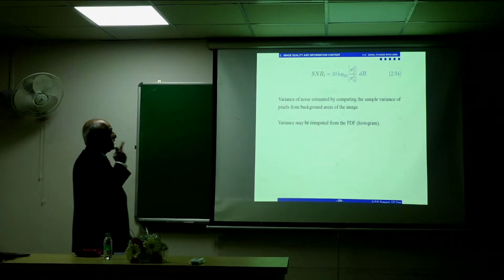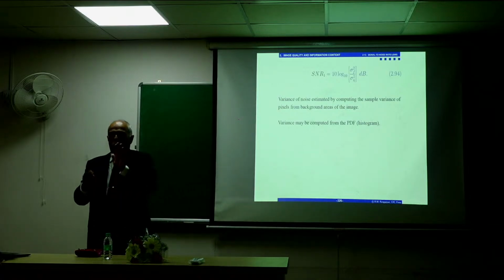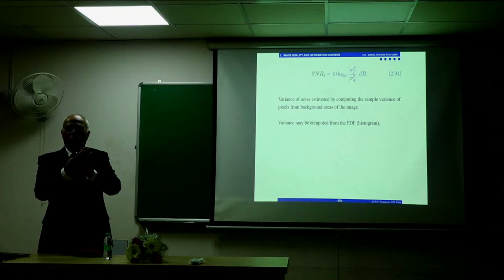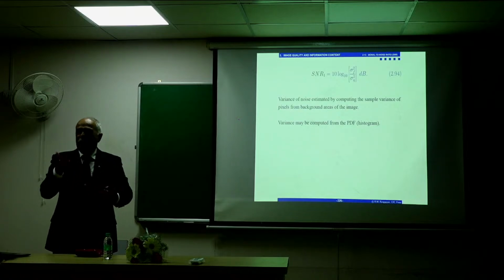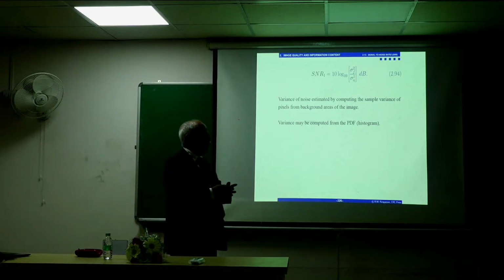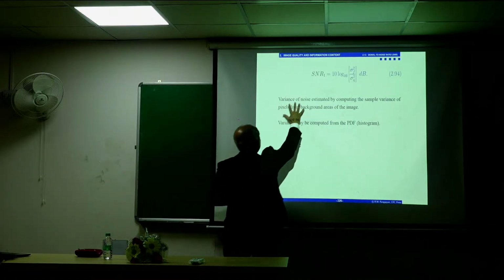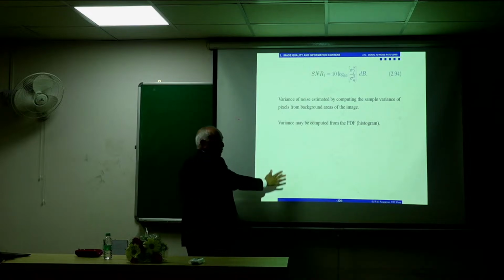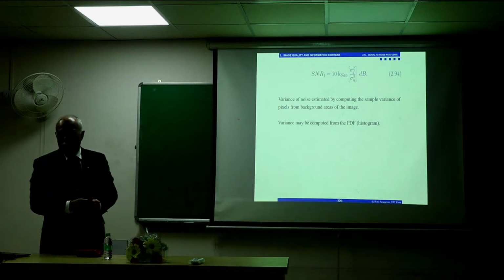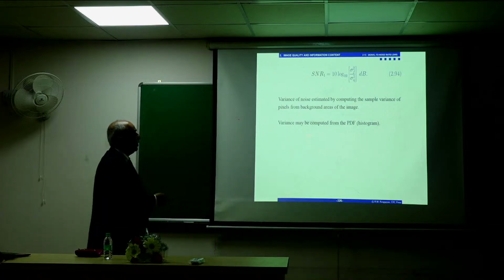So variance of noise is estimated by computing the sample variance of pixels from background areas, or with your camera shutter closed or your cap closed. The CCD detectors will have some noise. You measure that with no light input. That's an estimate of the noise. Or you may have an image where there's nothing in one region. So you take a few pixels from there and take the variance. That's noise, because nothing is supposed to be there. Variance may also be computed from the PDF or the histogram if you have it.